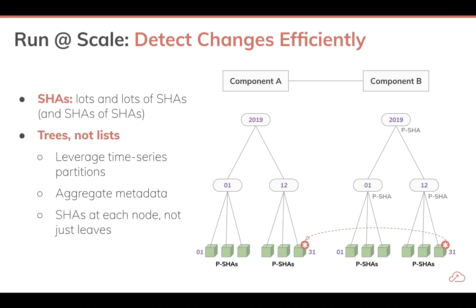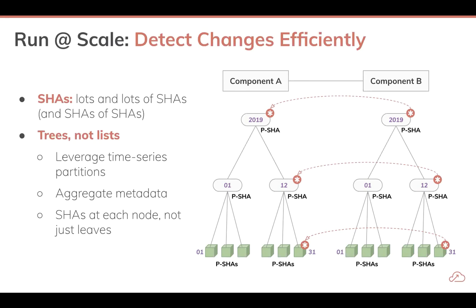And so what we've introduced is the notion of hierarchical PSHAs as well, and been able to link these together and say that, well, we know, for example, that if the PSHA for all of December of last year matches the PSHAs that we expect, we don't even have to actually traverse down into those trees. We can simply short circuit the entire computation.